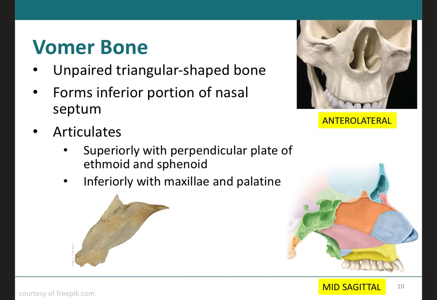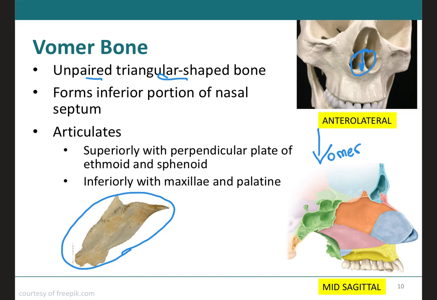We did talk about the vomer on the previous slide, but just so you see how it's made of this very thin sheet and it's a bone on its own. It is unpaired and it will have this triangular shape. And again, it will form the inferior portion of the nasal septum. The way I remember that the vomer is the inferior portion of the nasal septum is that the vomer starts with a V, so it's like an arrow pointing down. So therefore, the vomer will be on the bottom of the nasal septum.